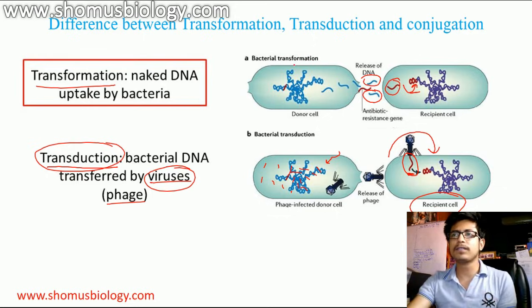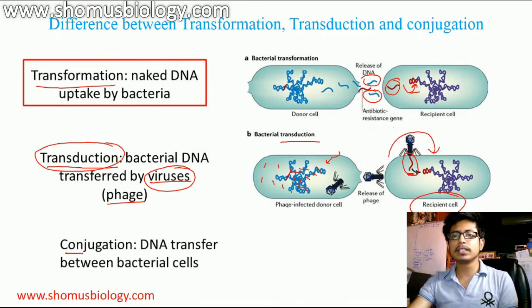So basically transformation is without any virus, transduction is with the virus, and the process is similar. They only transfer a fragment of the bacterial DNA, but in transduction they use a virus to do that. In transformation they just directly take it up.